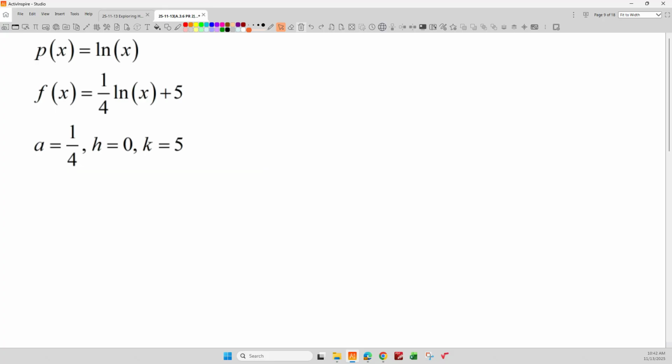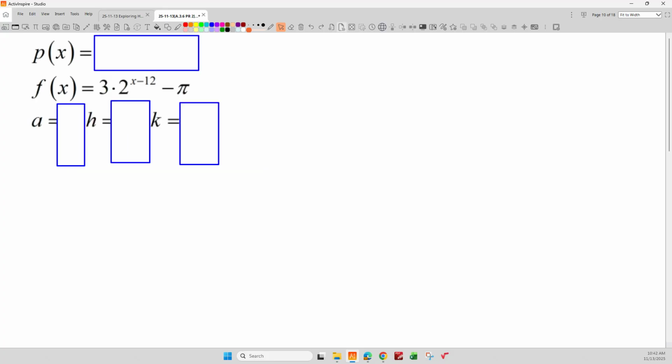Even weirder, and this is super tricky. Can anybody tell me what the value of h is here? Braden, you got an idea? What do you think? It's 12. Yeah. How come? Because that's the number that's being subtracted directly from x is 12.